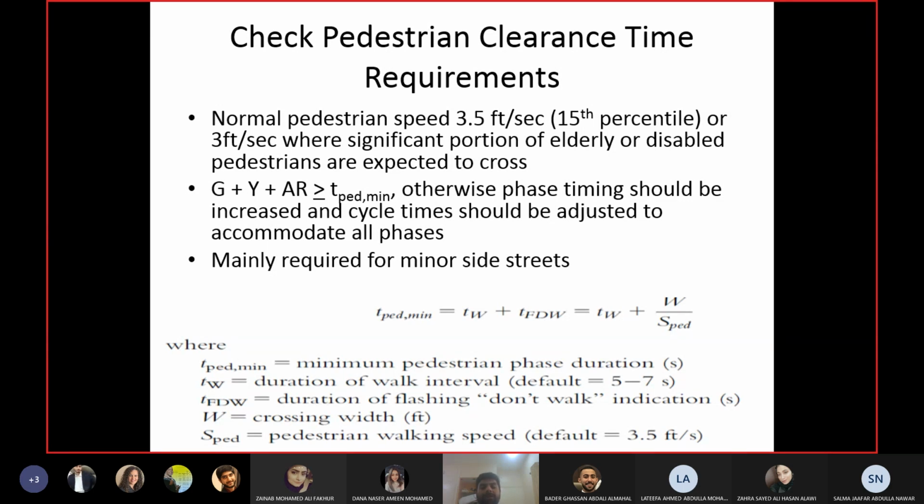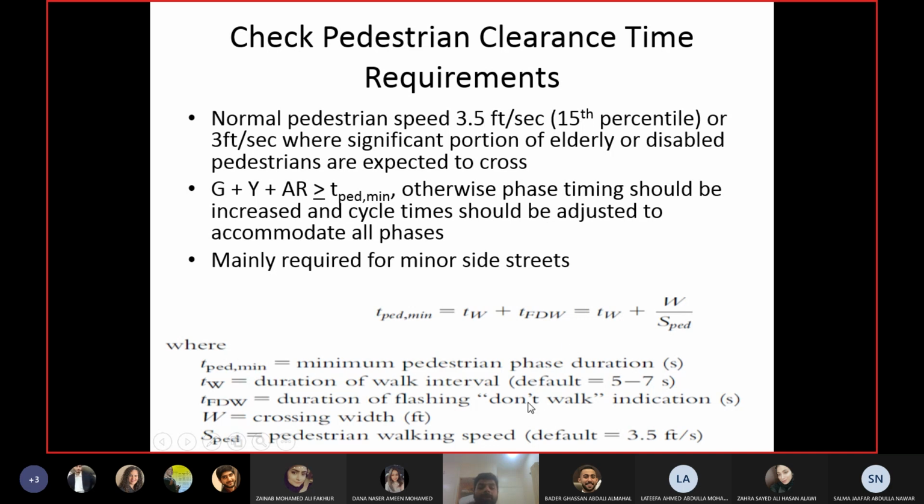So in some books they recommend that the speed used to calculate the flashing don't walk interval should be taken more than 3.5 seconds. But in this book they are saying take 3.5 seconds, no problem. But in some other books they recommend, since the pedestrian knows the signal is flashing, it is about to turn green for the vehicles, so I should move faster. So during the flashing don't walk interval, their speed is usually higher than normal. Okay, so if normal is 3.5, in this interval it should be more.